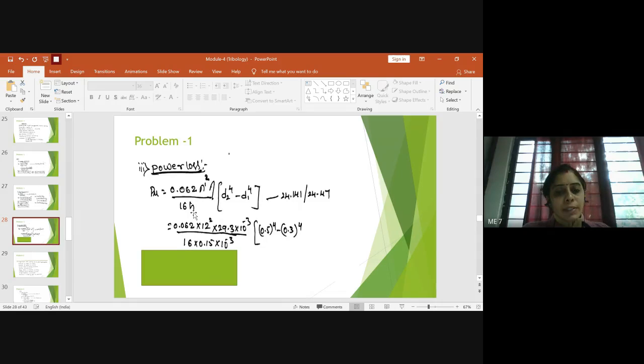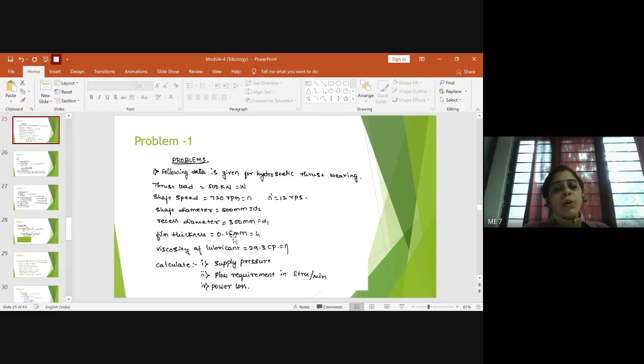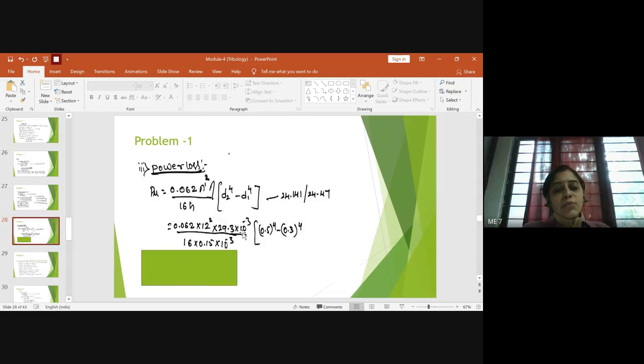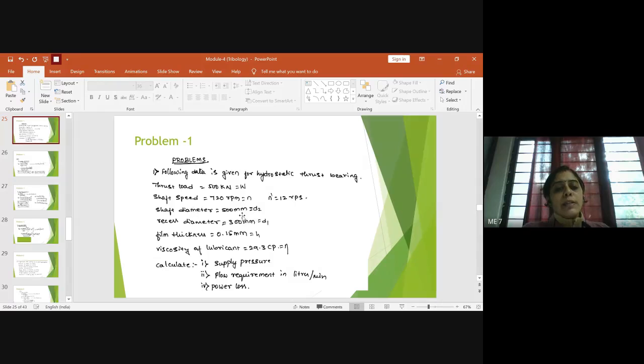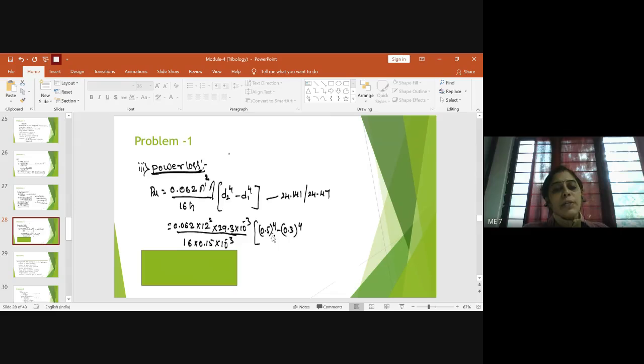H is the oil film thickness. You have to see in the question what value of H is given. It is 0.15 mm. Convert that into meter, so it is 0.15 into 10 raised to the power minus 3, into, please open the bracket. What is the value of D2? In the question, D2 is the shaft diameter, which is 500 mm. Convert that into meter, so it becomes 500 into 10 raised to minus 3, or 0.5 meter.